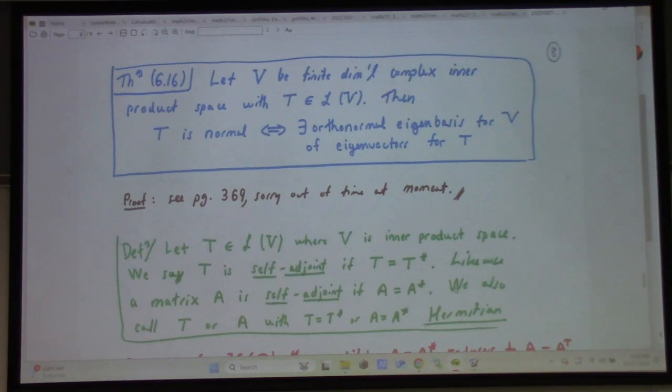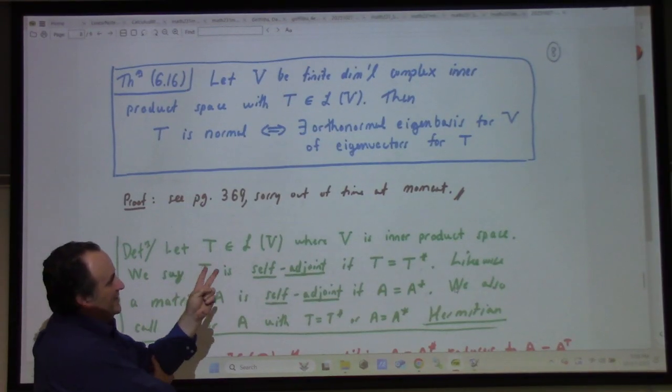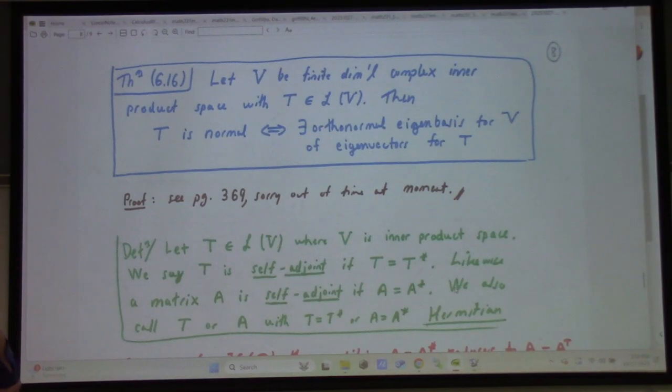Now this one here, theorem 6.16. Let V be a finite dimensional complex inner product space, T a linear transformation. Look at this. This is like the main event right here. One of two main events. It says T is normal if and only if there exists an orthonormal eigenbasis for T, of eigenvectors for T. So the other direction I just covered up.